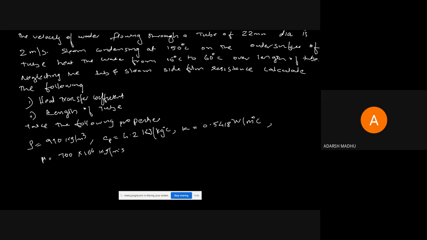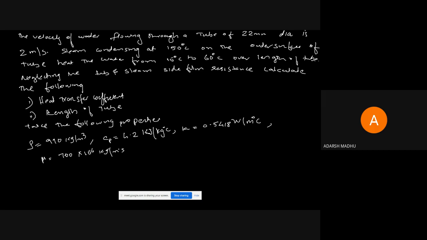Okay, so this is the question. The velocity of water flowing through the tube is 2 meter per second. Water is flowing through a tube of 22 mm diameter, with steam condensing at 150 degrees Celsius on the outer surface of the tube. The water is heated from 15 degrees Celsius to 60 degrees Celsius over the length of the tube, based on the inside and outside diameter. Neglecting the tube and the steam film resistance, so the external resistance is neglected, calculate the heat transfer coefficient h value and the length of the tube L value.